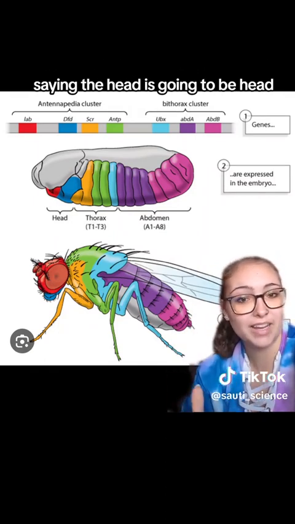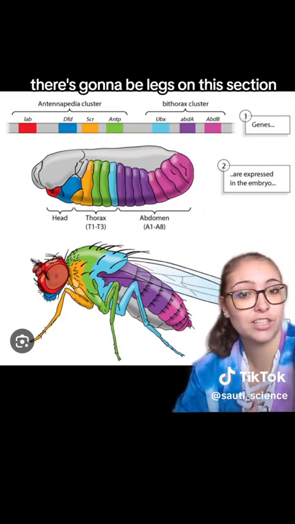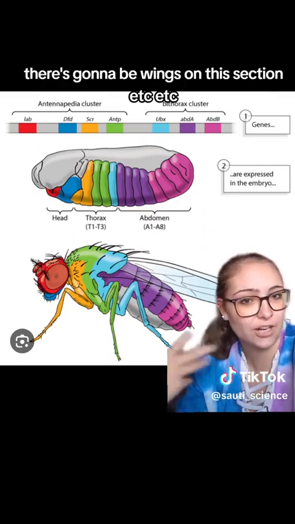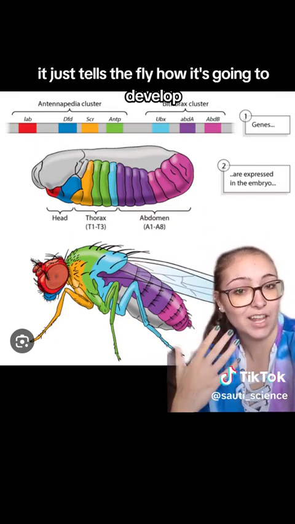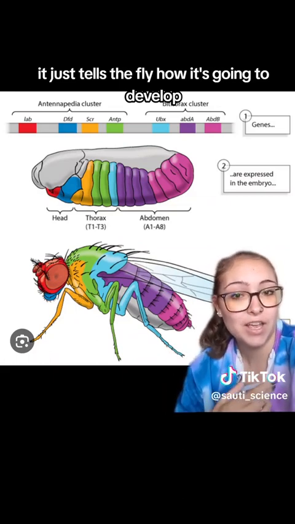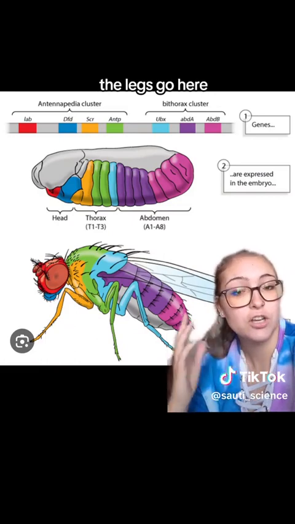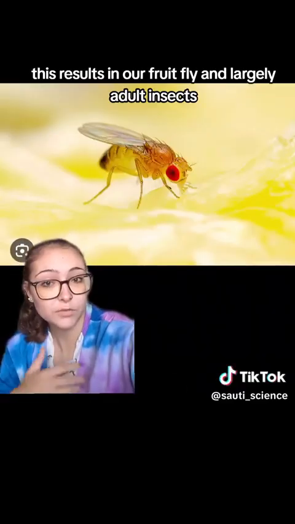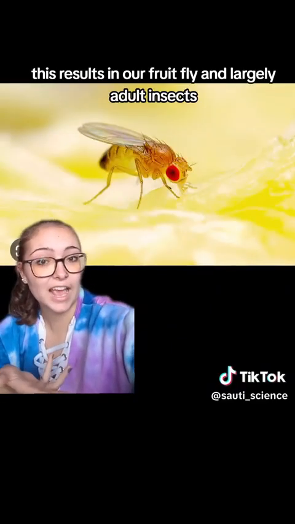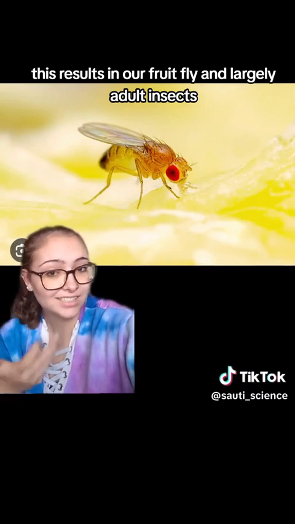Saying the head is going to be head, there's going to be legs on this section, there's going to be wings on this section, etc., etc. It just tells the fly how it's going to develop. You're going to have a head here, the rear end here, the legs go here. Please don't mess it up. This results in our fruit fly and largely adult insects.